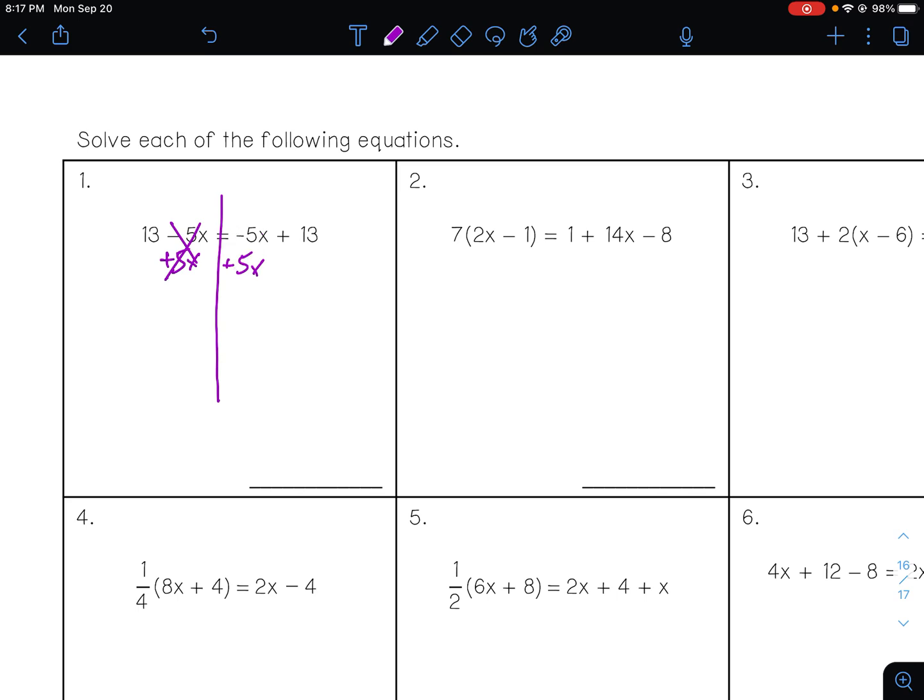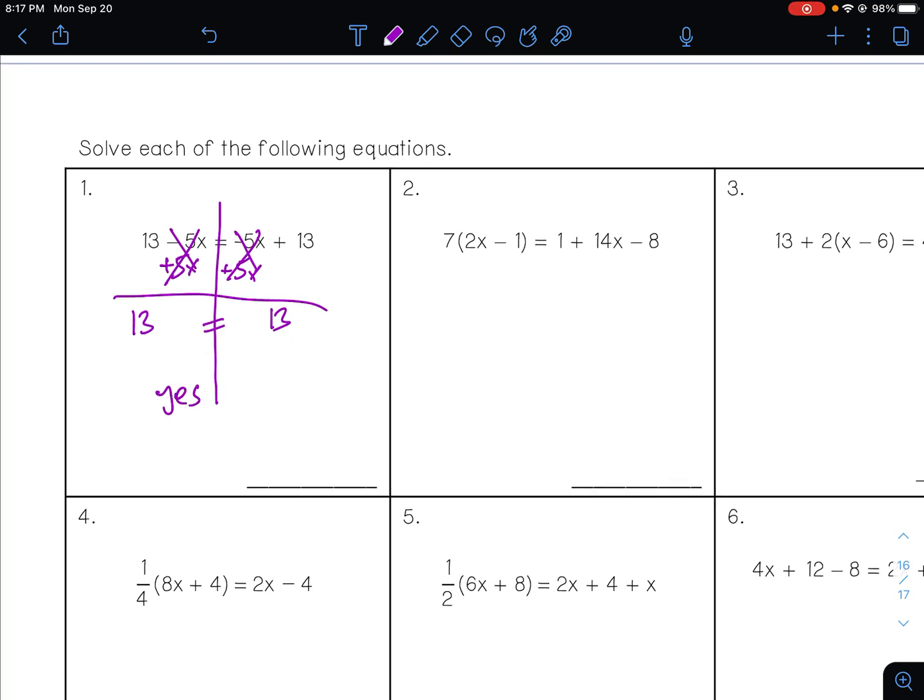They both cancel out. 5x plus negative 5x is 0, and negative 5x plus 5x is also 0. There's nothing there. Let's bring down the 13s. Ask yourself, is this a true statement? Does 13 equal 13? If the answer is yes, then we would say infinitely many solutions. Infinite solutions. You can also say IMS, infinitely many solutions, or ARN, all real numbers.